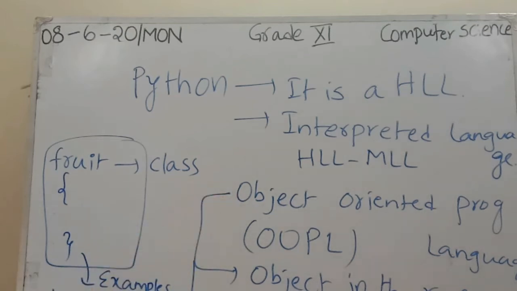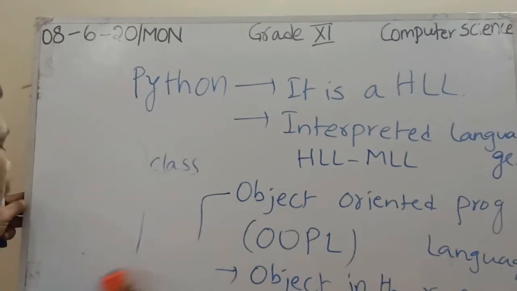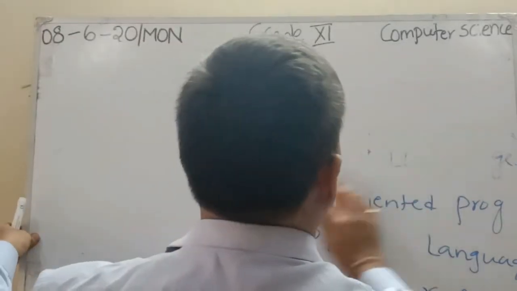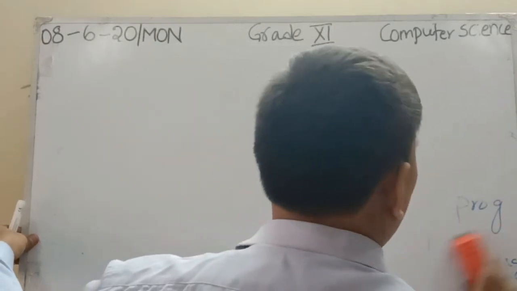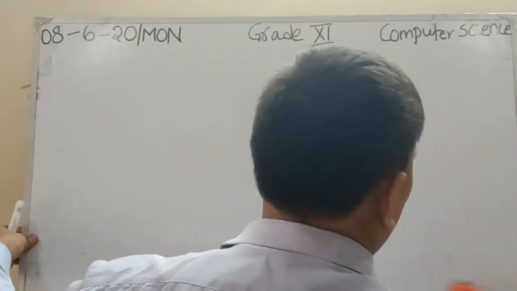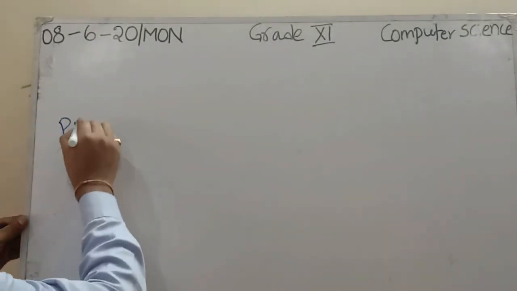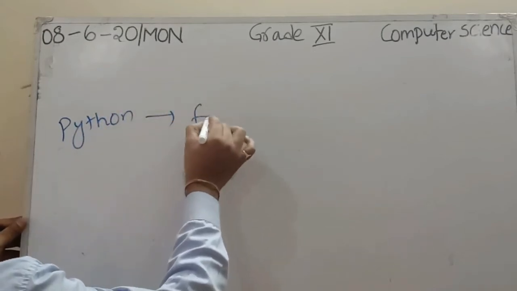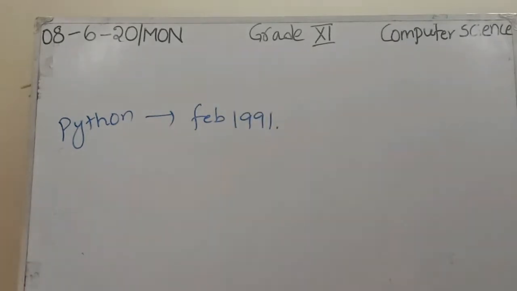Coming to the next point. So it is an interpreted, object oriented programming language. This Python language was introduced in February 1991.